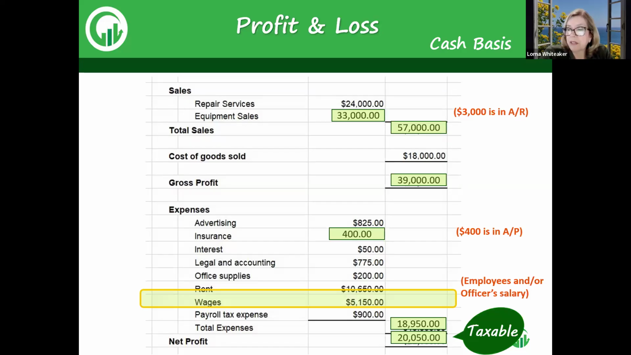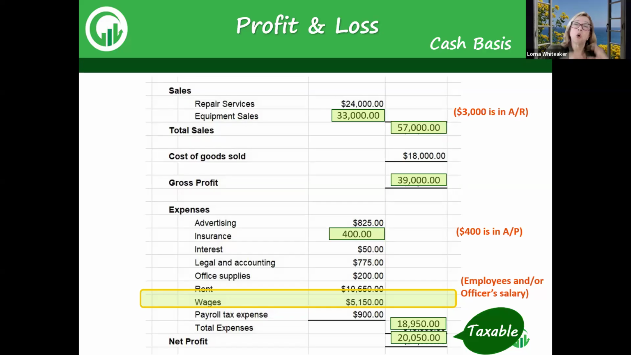Okay, now I want to make another point here about wages. If you're a single member LLC or a sole proprietor, these wages do not apply to you. You must take your money out by way of an owner's draw. You cannot be on the payroll as a single member LLC or as a sole proprietor. These wages would only apply to your employees.